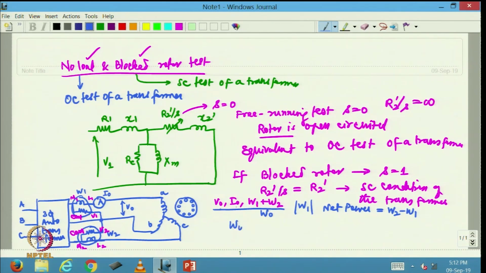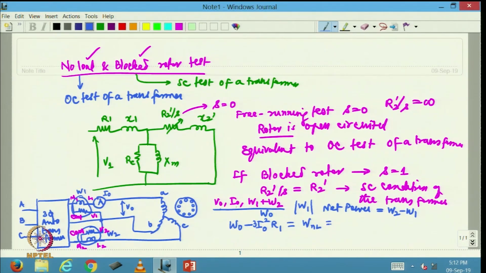So, I have to write W0 minus I0 per phase, the whole square, multiplied by R1. R1 is my per phase resistance of the stator, multiplied by 3. This will give me the total copper losses incurred by the stator. So, this is going to be equal to, let us say, some W no load. This is the no load loss of the induction motor.